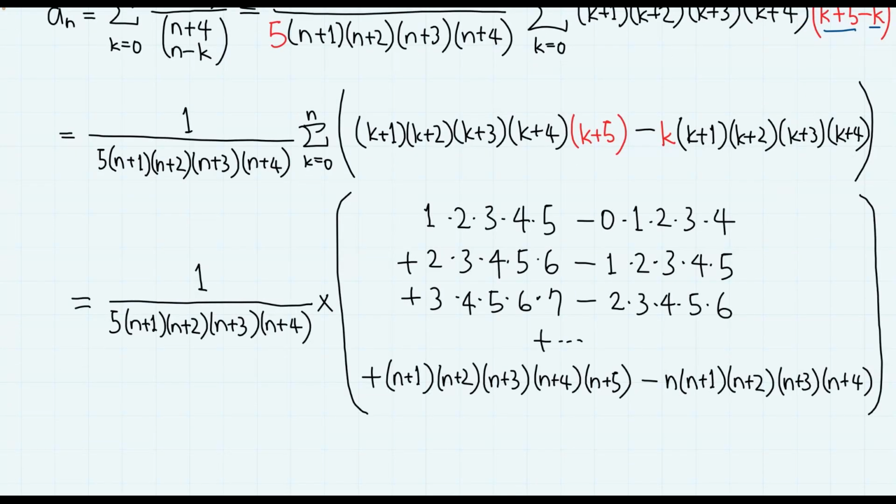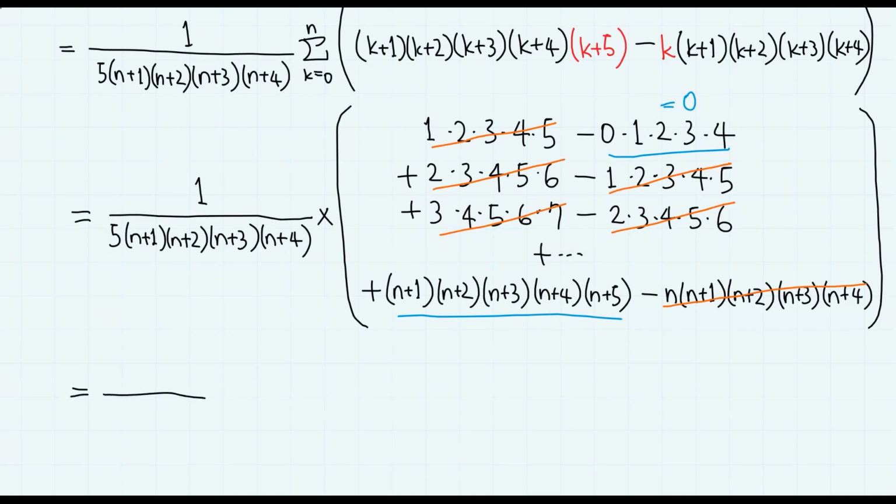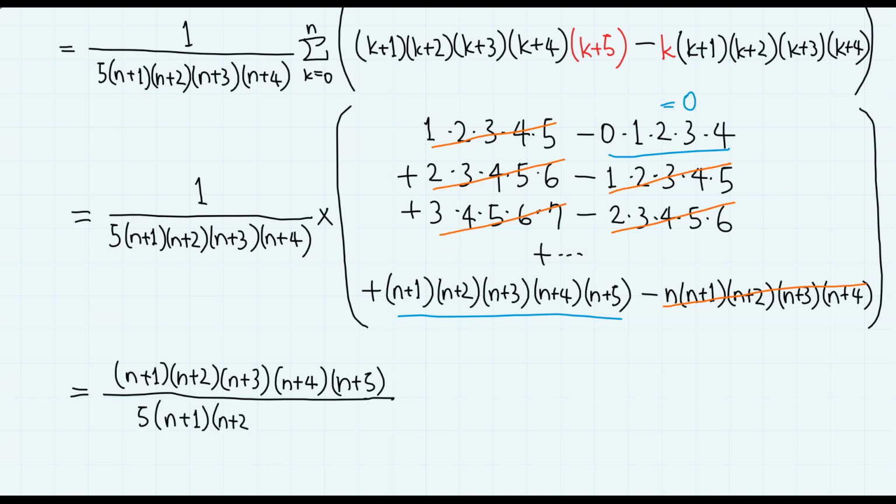This is a telescoping sum where we can cancel out terms. So in the end, we only have this term and this term, which is 0. So we have n plus 1, n plus 2, n plus 3, n plus 4, n plus 5 divided by 5 times n plus 1, n plus 2, n plus 3, n plus 4, which in the end gives n plus 5 over 5.